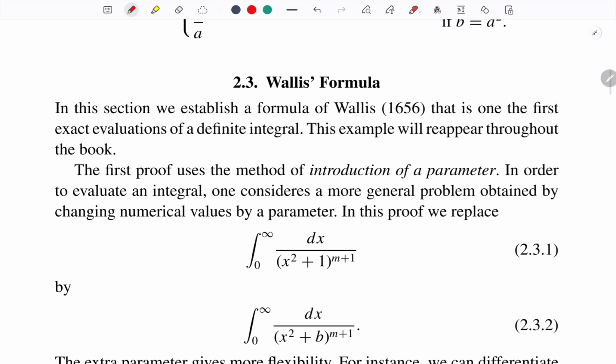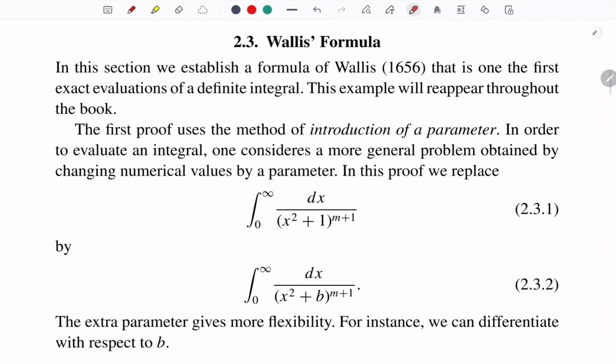Let's read it out. In this section we establish a formula of Wallis, 1656, that is one of the first exact evaluations of a definite integral. This example will reappear throughout the book. So here we are not talking about that pi over 2 formula that I just told you about, but it's talking about the integral. That is also important, you need to learn that. Just check out the formula for pi over 2.